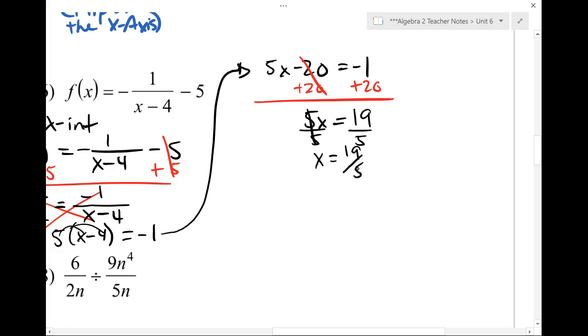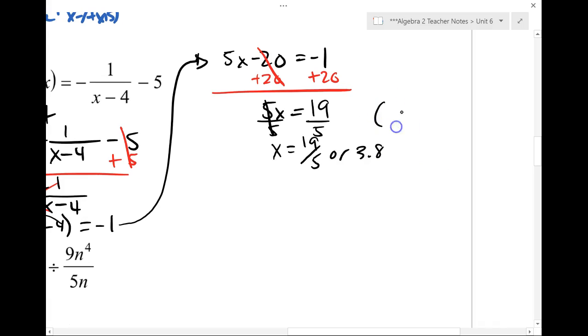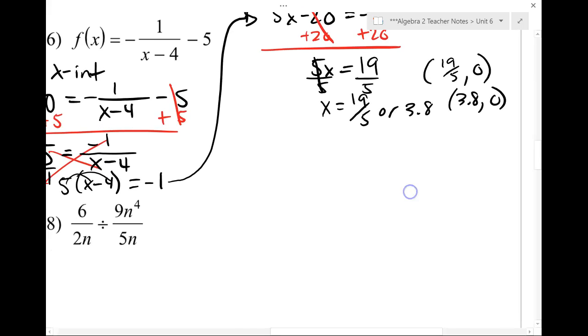And if we were to do this on the calculator and put this in decimal form, then we would end up with, let's see here, 19 divided by 5, or 3.8. Okay? So now our actual point is either 19 over 5 and the y is 0, or 3.8 as x and y is 0. Same thing. Now let's look for the y-intercept.